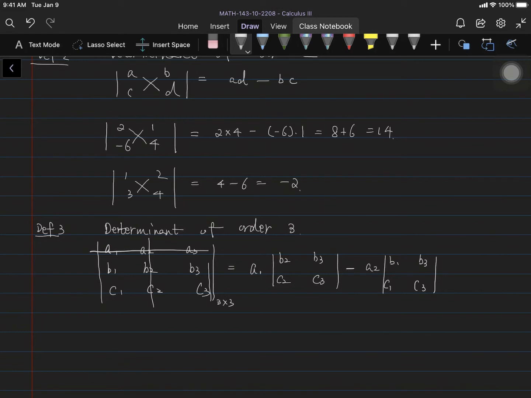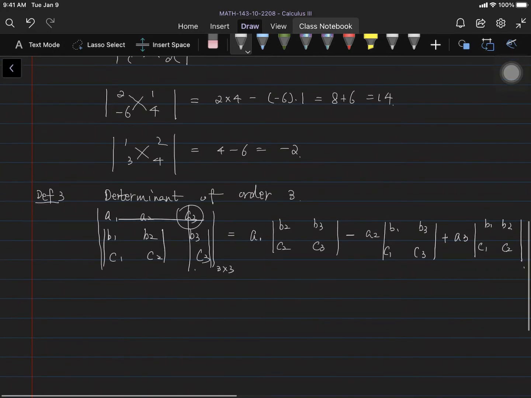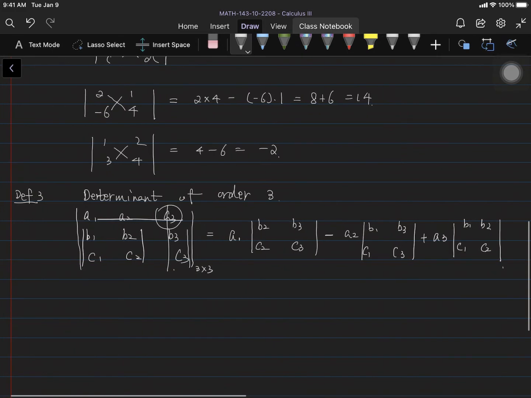And then the last term is A3. Here is A3. We cross the row and column with A3, and this 2 by 2 matrix is left: B1, B2, C1, C2. So this is the calculation of the 3 by 3 determinant.